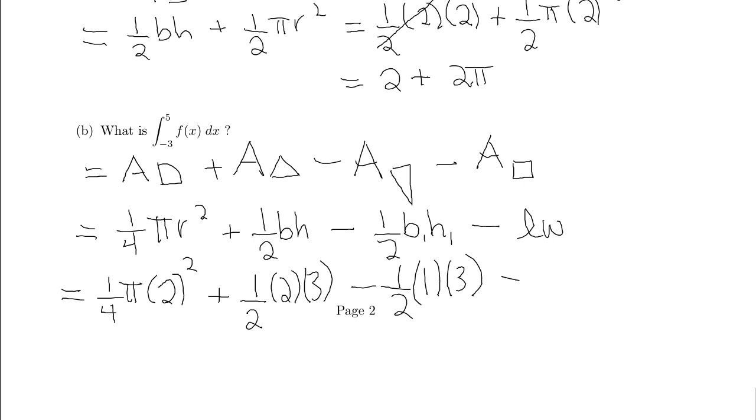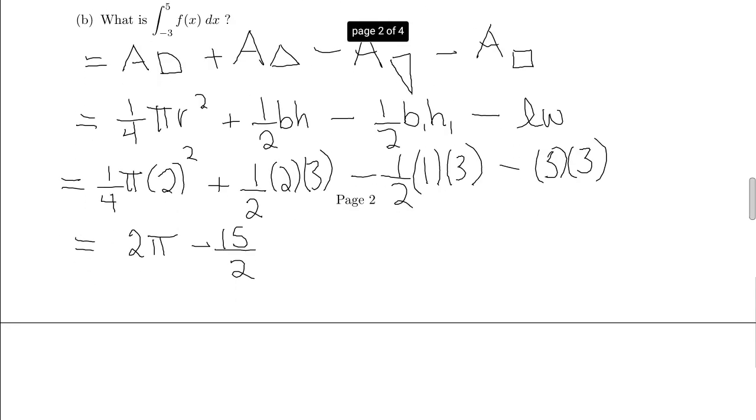And then for the square, the length and the width are both the same. That's why it's a square, and it's 3 times 3. So when we work this out and simplify it, we get 2 pi minus 15 over 2. And so that's going to be the area underneath the curve, the signed area, and that's also the same as the definite integral value.